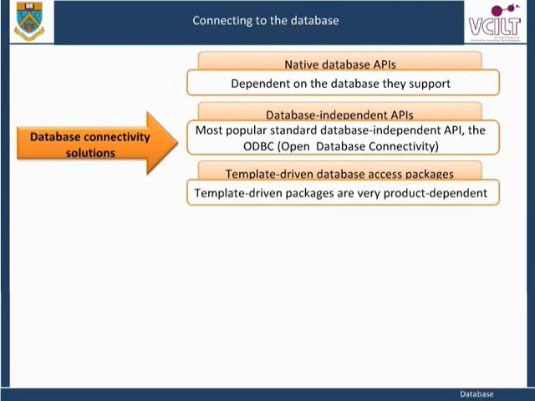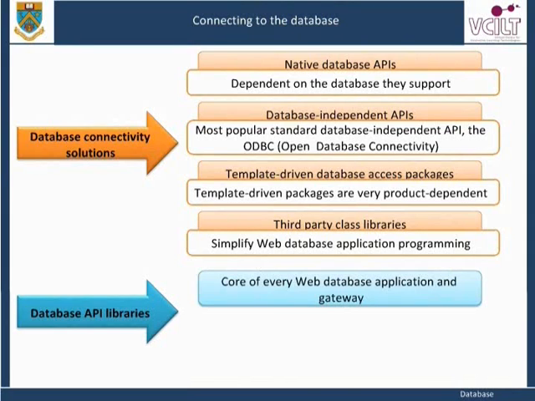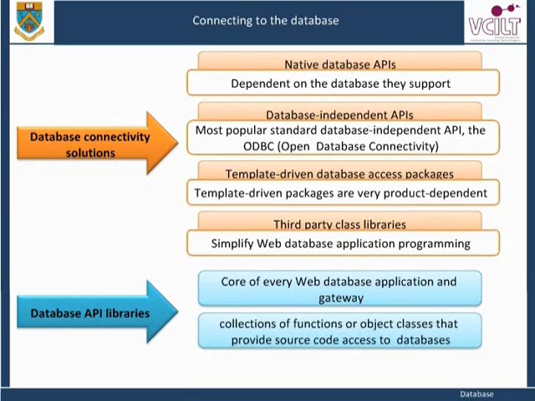Template-driven database access packages. Template-driven database connectivity packages are offered by database vendors. Template-driven packages are very product-dependent. Third-party class libraries simplify web database application programming. Database API libraries. Database API libraries are at the core of every web database application and gateway. Database API libraries are collections of functions or object classes that provide source code access to databases.